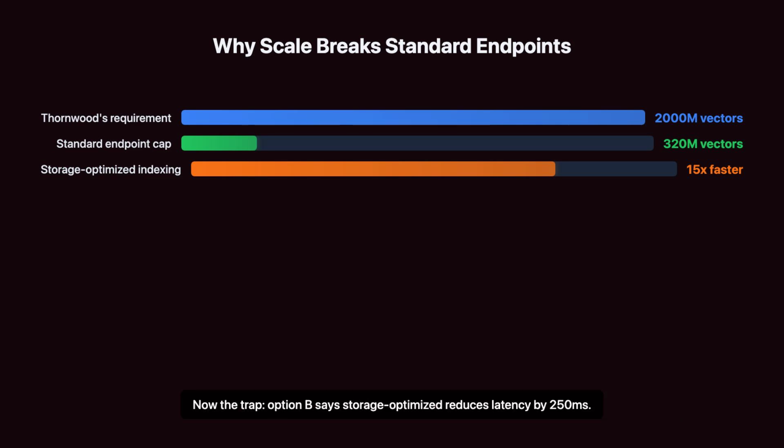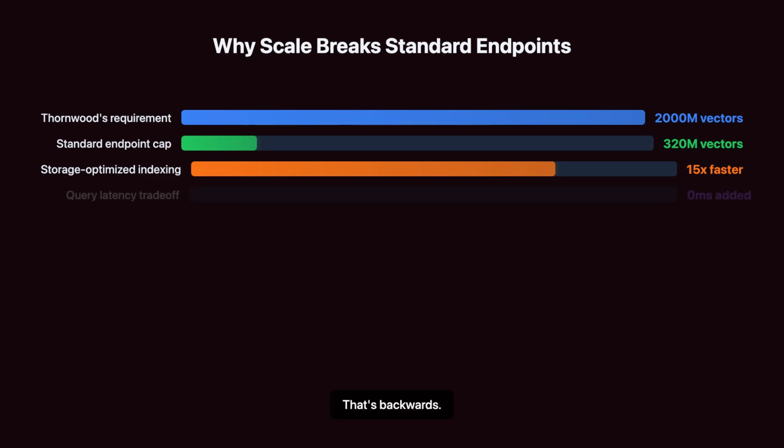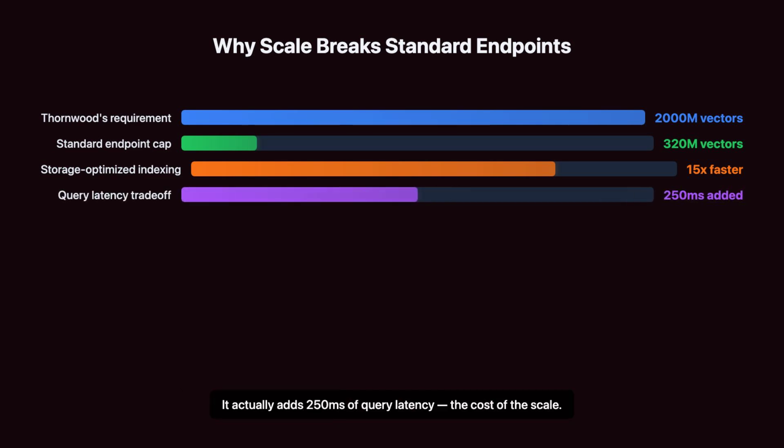Now the trap. Option B says storage optimized reduces latency by 250 milliseconds. That's backwards. It actually adds 250 milliseconds of query latency, the cost of the scale. When your catalog is 2 billion listings, you pay that latency tax and move on. The exam rewards knowing the direction of that trade-off.